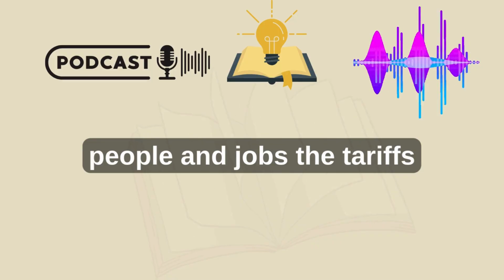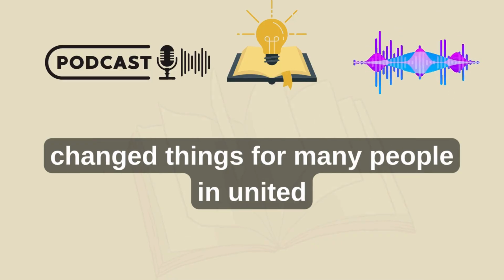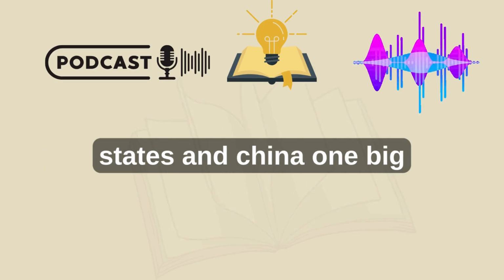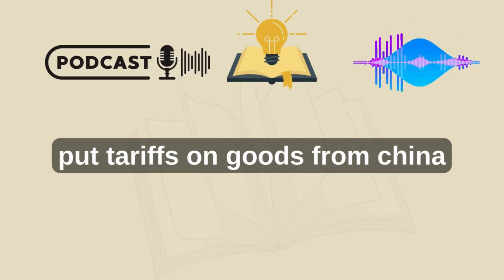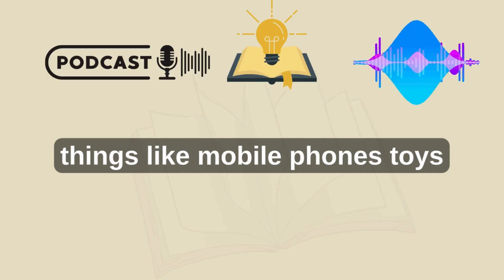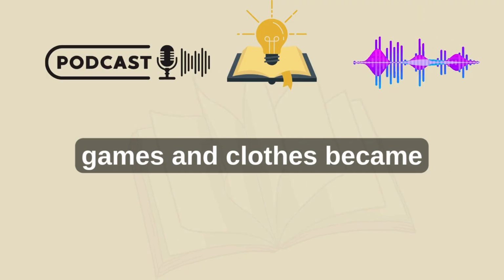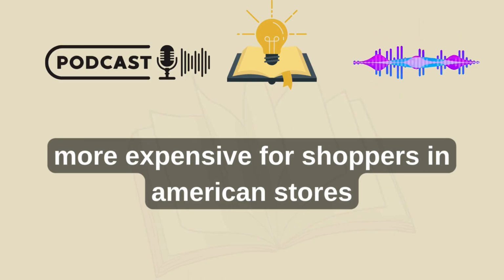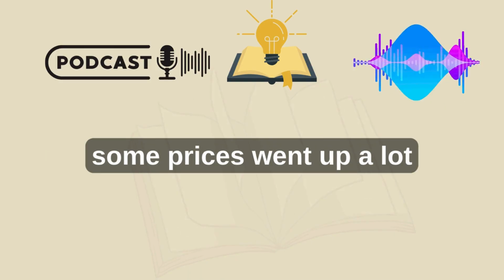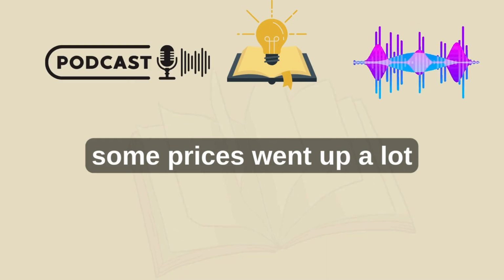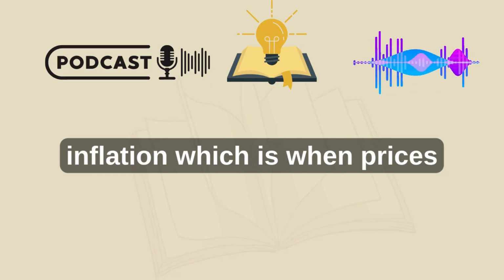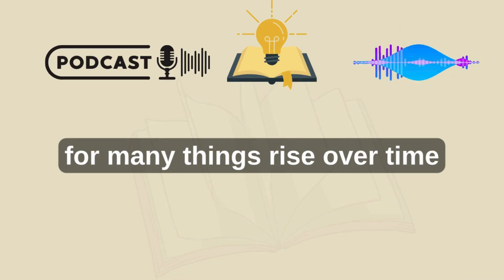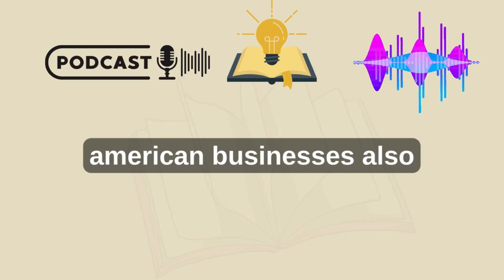Effects on people and jobs. The tariffs changed things for many people in the United States and China. One big effect was on prices. When the U.S. put tariffs on goods from China, things like mobile phones, toys, games, and clothes became more expensive for shoppers in American stores. Some prices went up a lot. This made some people worry about inflation, which is when prices for many things rise over time.